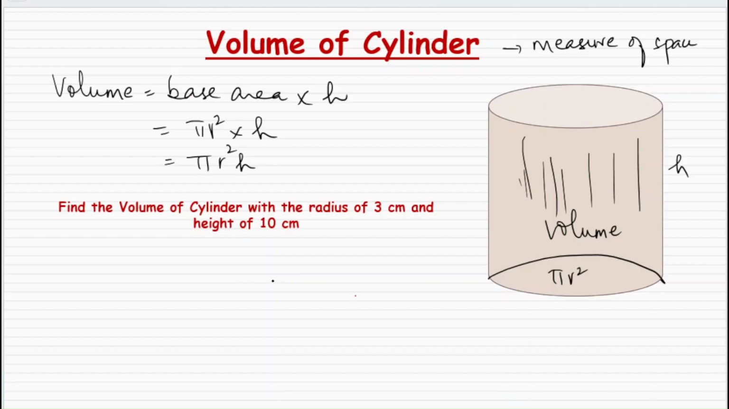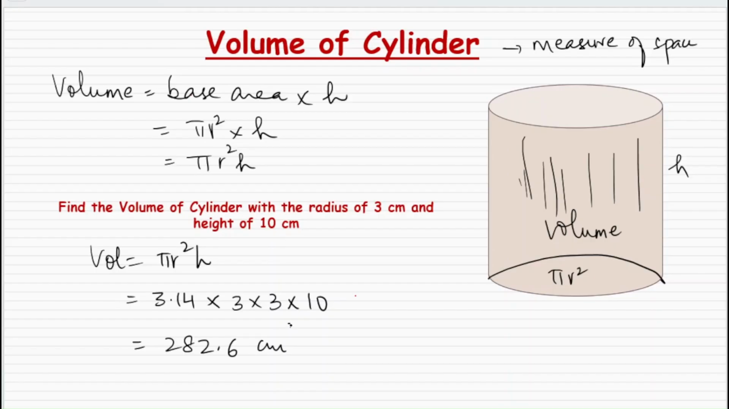Let's take an example. Find the volume of cylinder with radius 3 and height as 10. So very easy. Just write the formula of volume, pi r square h. Pi is 3.14 always. Radius is given as 3. So 3 square means 3 times 3 and height is given as 10. When you multiply all these numbers, you will get the volume as 282.6 centimeter cube. Always remember, volume is in cubic units and surface area is in square units.